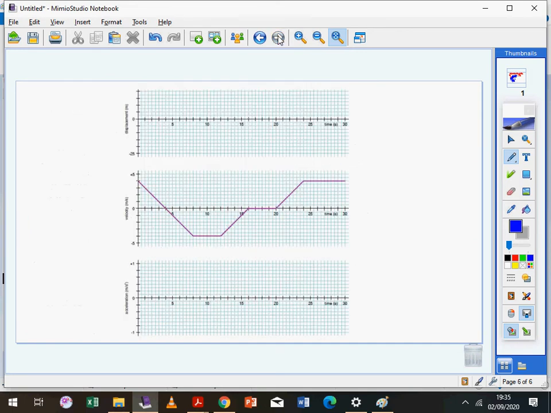Another important skill is to be able to convert between graphs. So I hope you can see this clearly. I'm going to send you this in your worksheet. This is a displacement time graph of the same object. This is a velocity time graph. This is an acceleration time graph. I couldn't fit all of it in this screen without shrinking it so much.